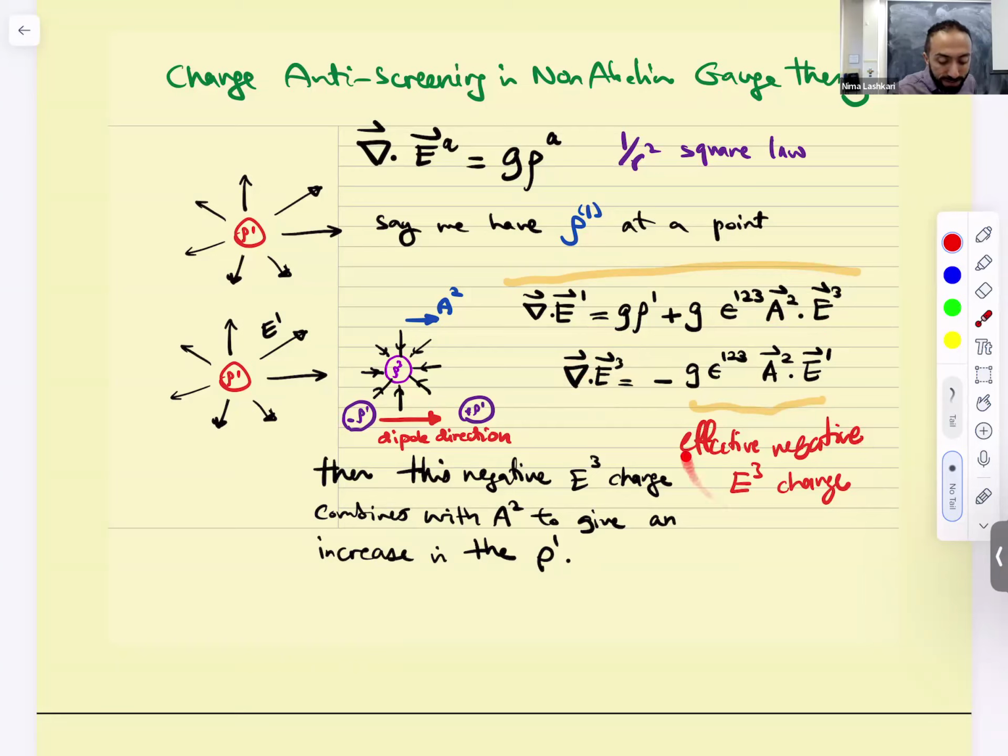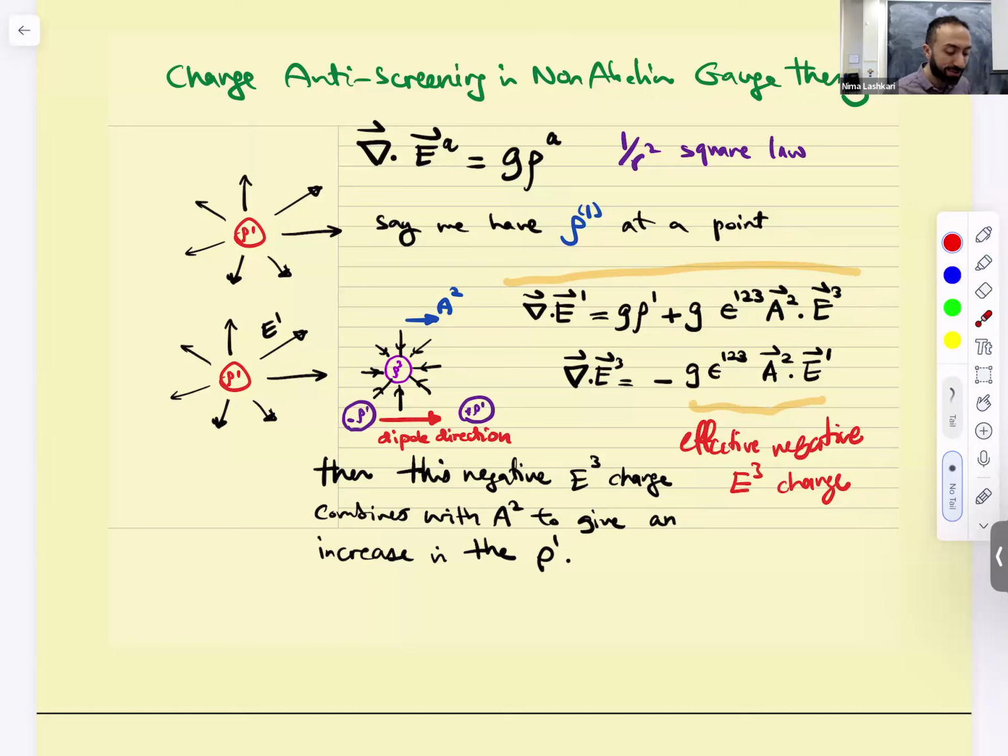So this effective negative E3 charge will come here. So you have to be careful with your dot products. But once you keep track of the dot products, this term, what does it do? Can you see what it does? It adds to it. It precisely adds to it.